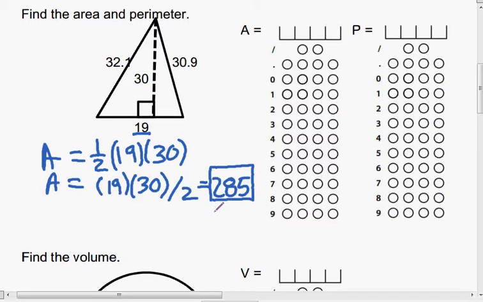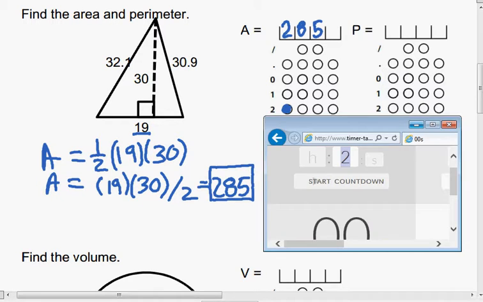And that's already rounded to the nearest whole number. There are no decimals, so I don't have to worry about rounding it. I just bubble it in, 285. 2 minutes again, and I'll leave the perimeter.